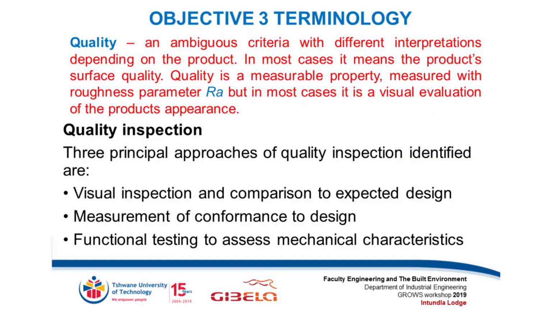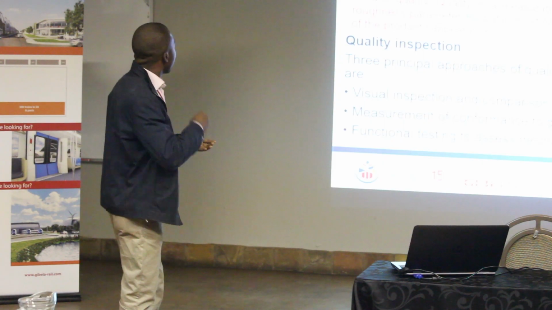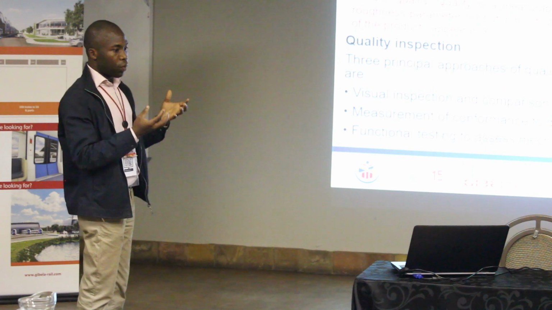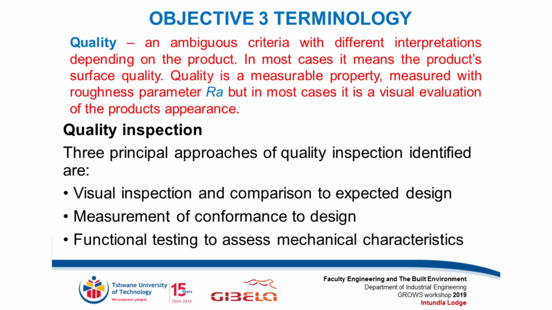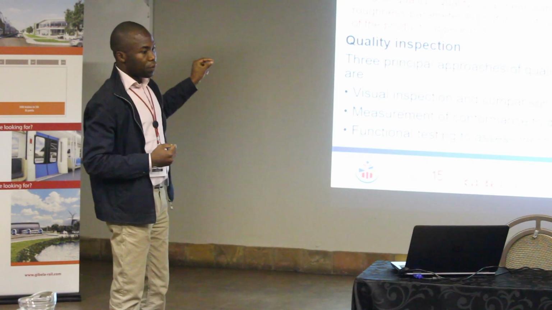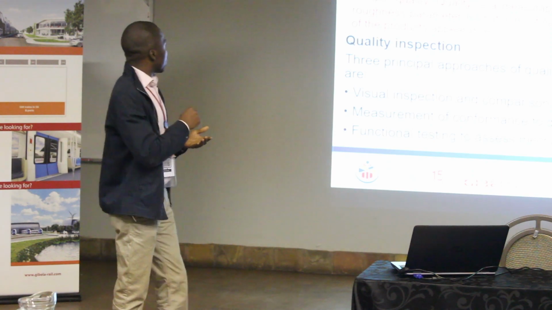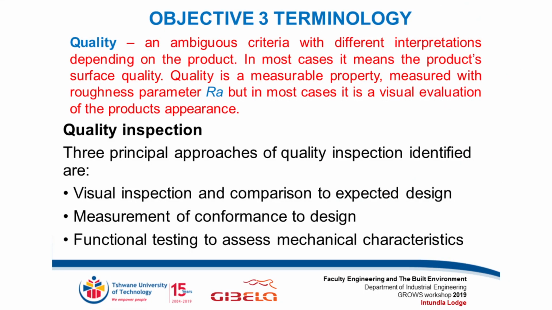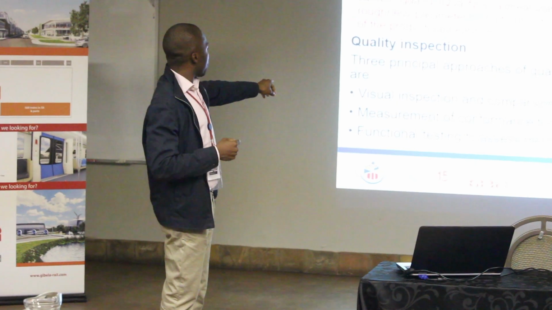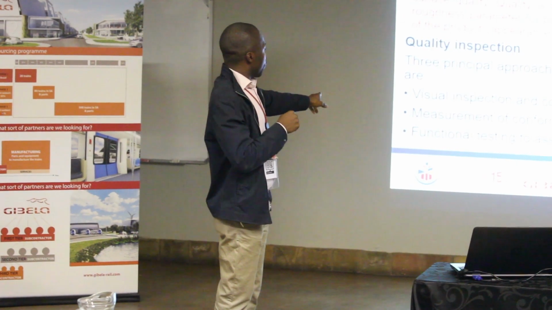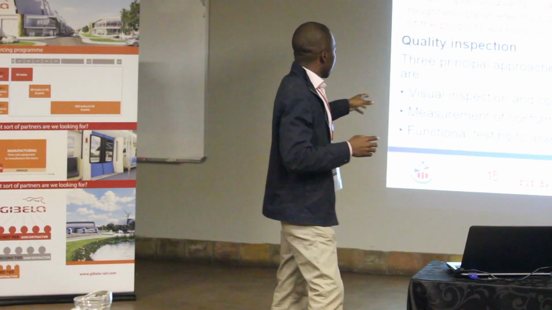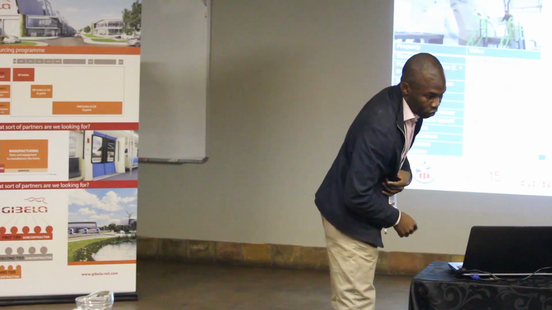On terminology, quality is actually ambiguous in nature, but what this study has to do with is studying the surface quality of the product. Quality is mostly measurable with regard to property and roughness parameters. The roughness parameter is determined with what is called roughness measurement. But in most cases, other methods that can be used to determine quality are listed: visual inspection, and measurement in order to determine whether it conforms with the design. The third one is functional testing to assess mechanical characteristics.